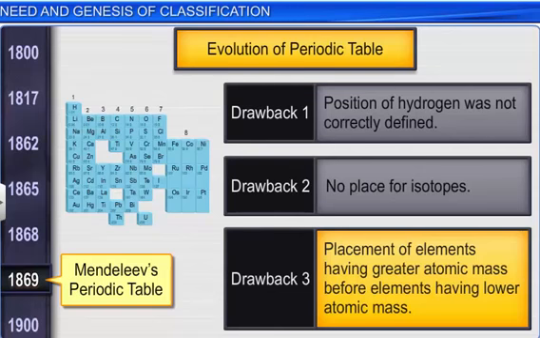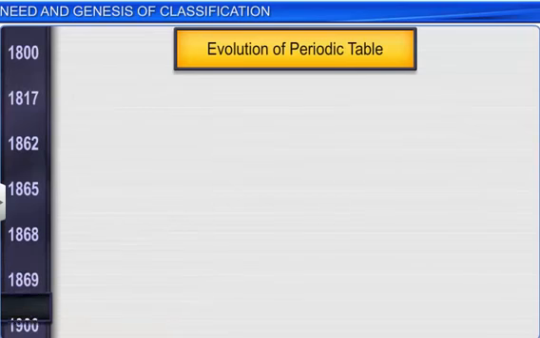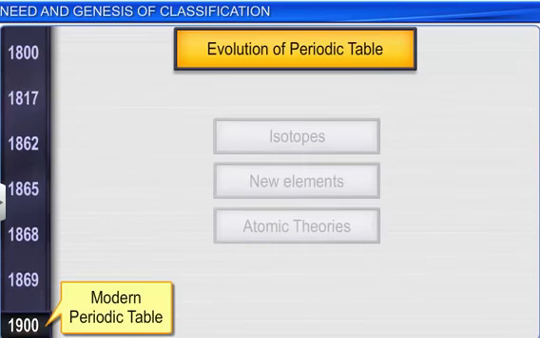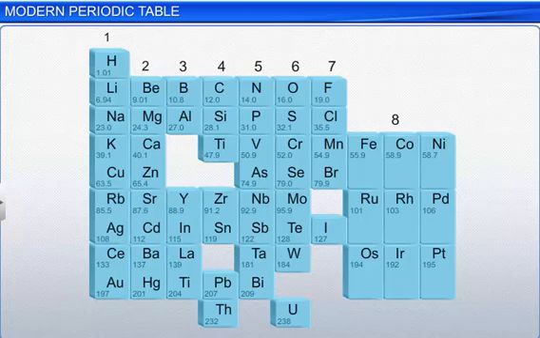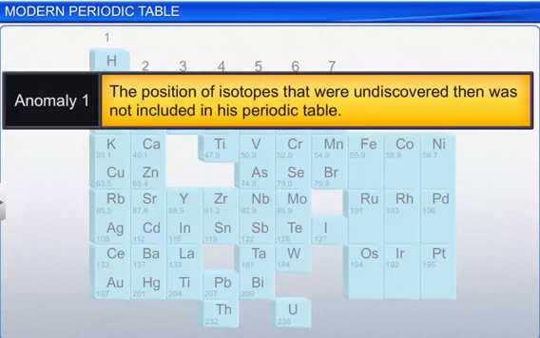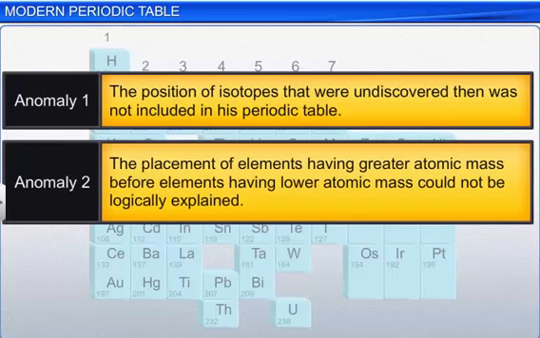In the early 1900s, discovery of newer elements, isotopes, and the development of atomic theories paved way for the development of the modern periodic table. We already learned that the anomalies in Mendeleev's periodic table paved way for the development of the modern periodic table.